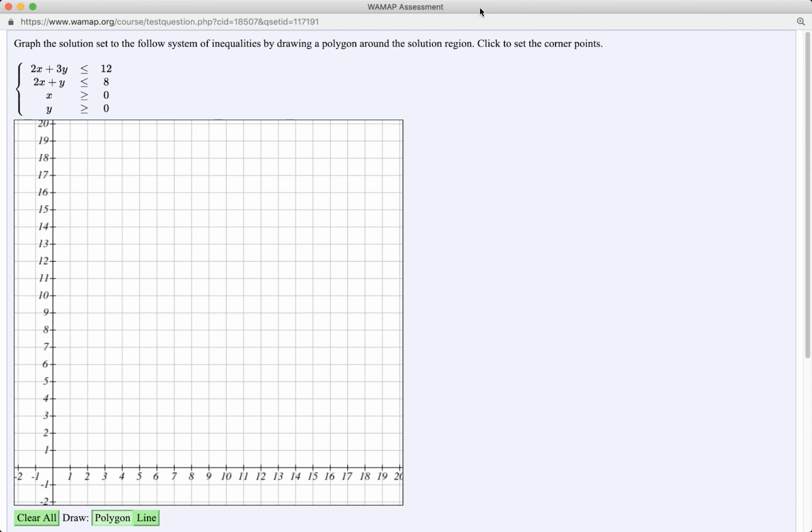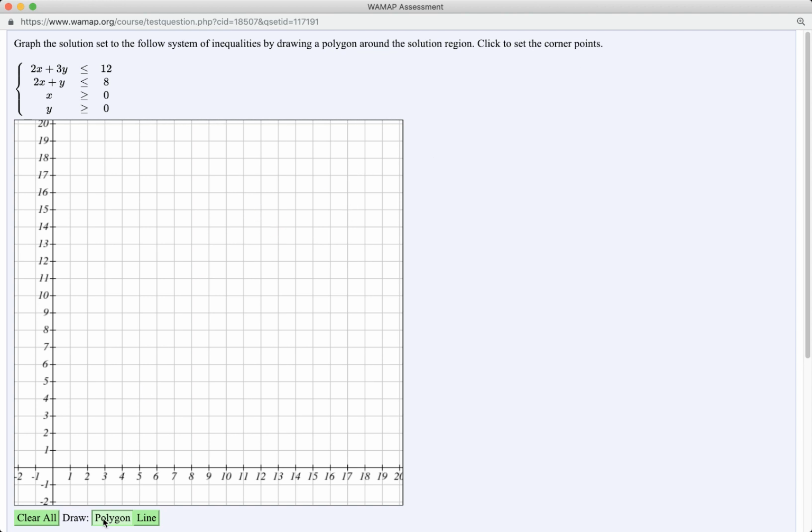So in this problem, what we want to do is graph the solution set to this system of equations using a polygon tool and drawing a polygon around the solution region. And we will click to set the corner points of the polygon here on the graph.